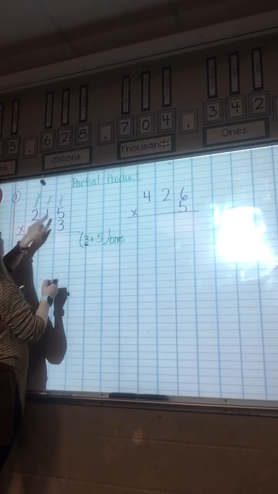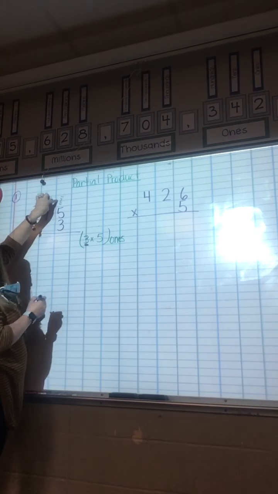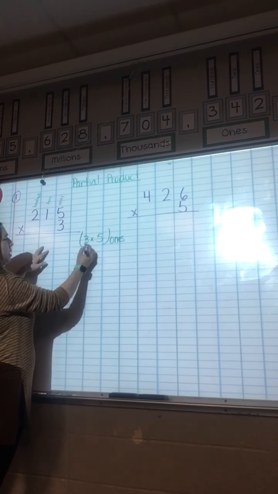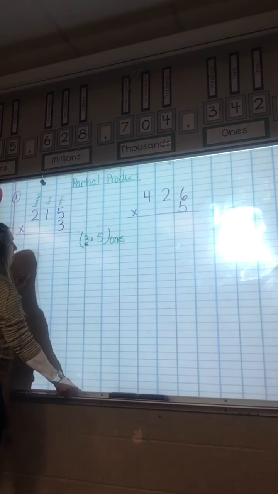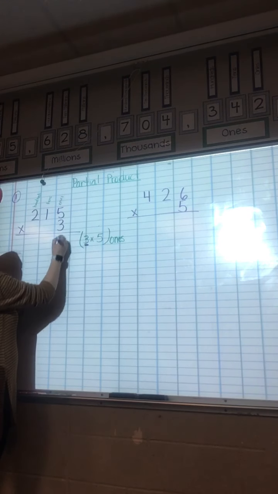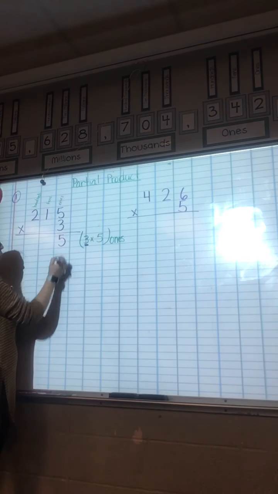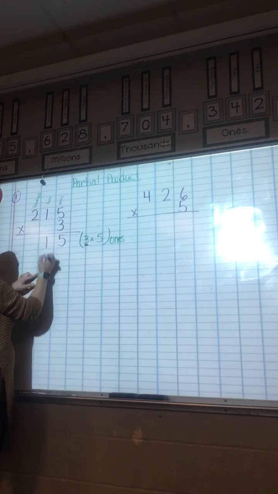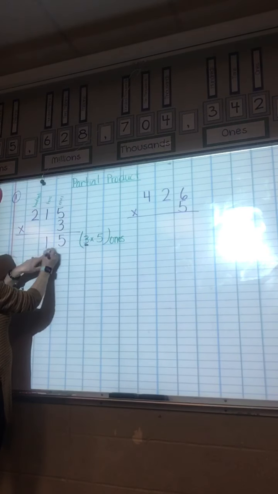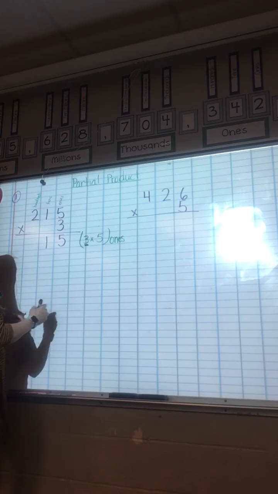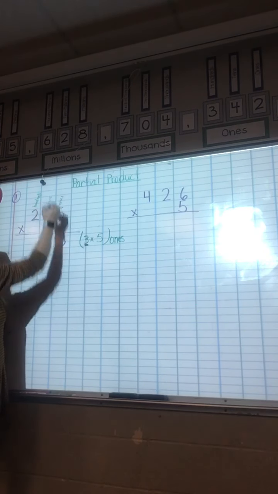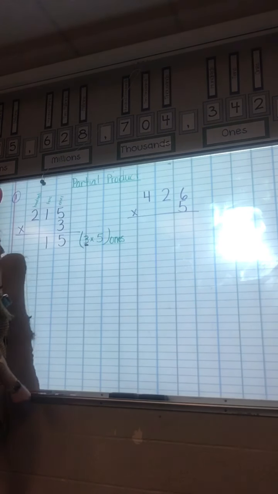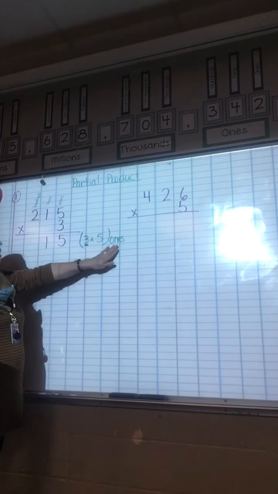So 3 times 5, well 5 ones is just 5. Okay? Well, what is 3 times 5? 3 times 5 is 15. So I'm going to write that. But it's important that you line up those place values. So my 5 goes in the ones and my 1 goes in the tens, okay? So I've lined it up. If you need to draw lines down on yours to help, go ahead and do that because it keeps you organized.